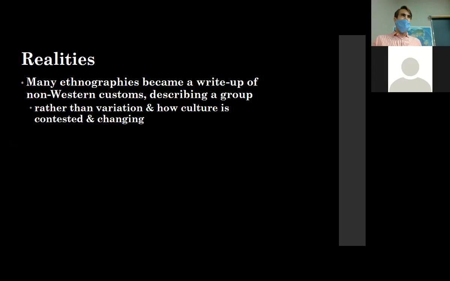And so instead of talking about how culture is contested and always changing, what happened is that a lot of ethnography became a sort of group report where the people were kind of frozen in time for that one year that the anthropologist was with them. And so it actually kind of made me sad.